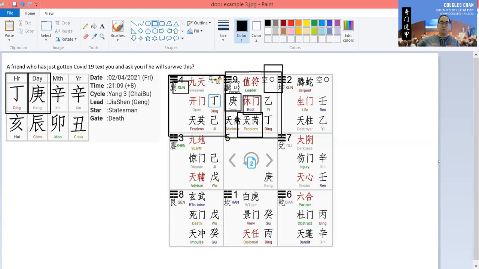But of course, we must understand that this is just a guide. It's a compass to tell us what direction it will likely land. The accuracy also depends on the person who is reading the chart, meaning the skill level, how experienced this person is, and whether he knows the correct steps to read a chart.